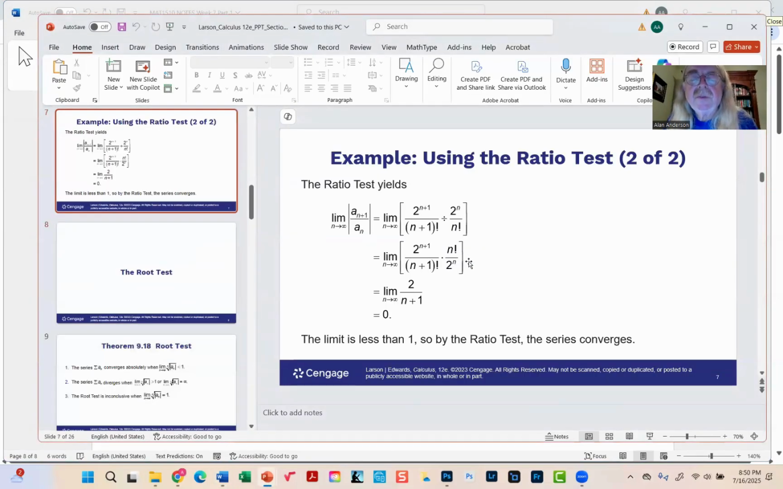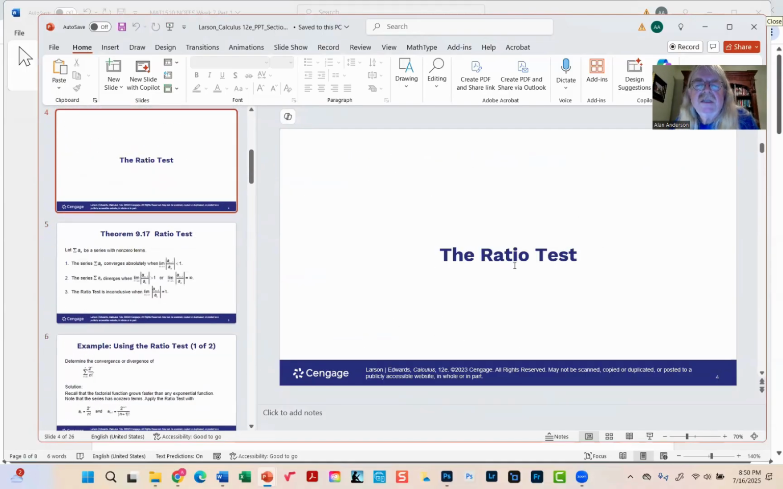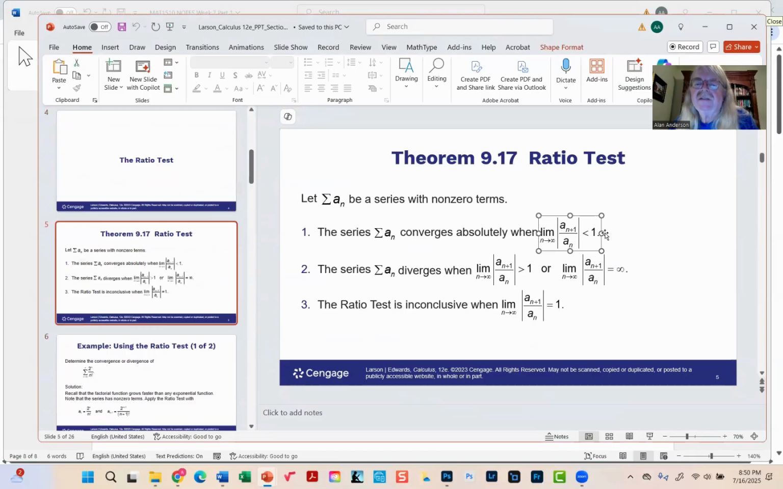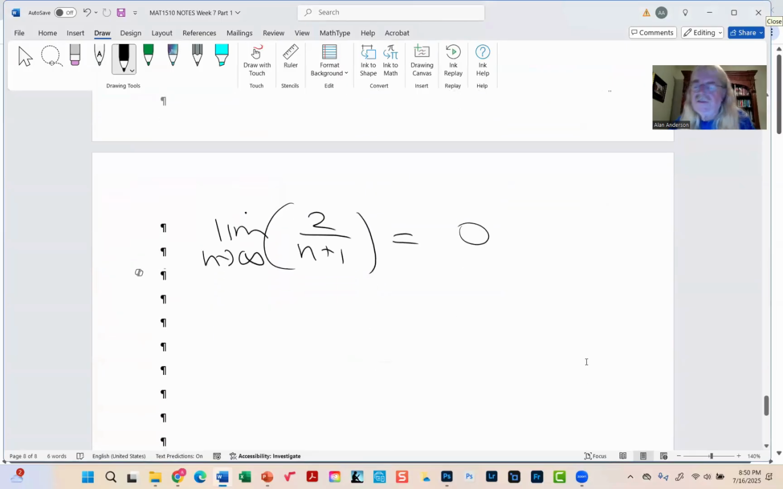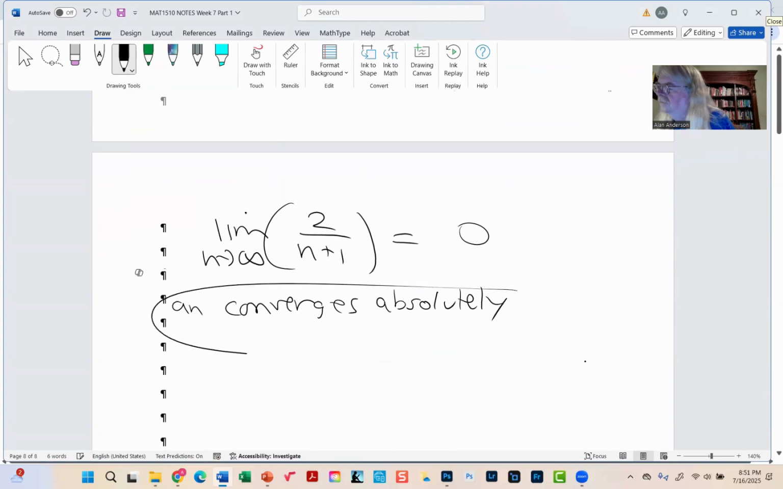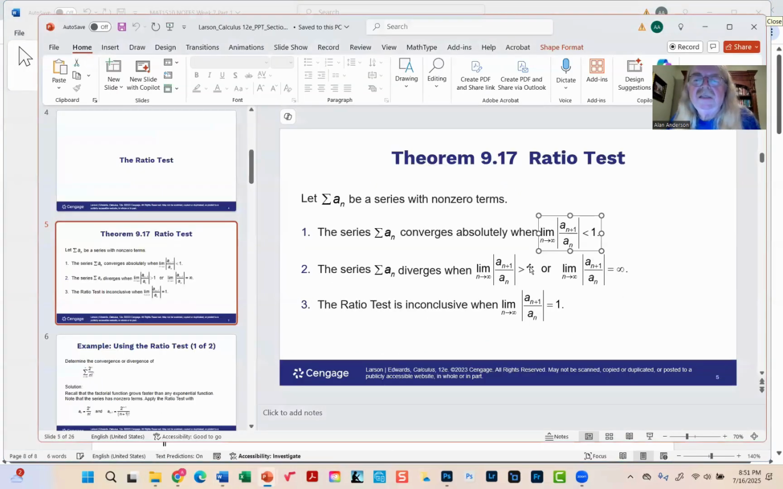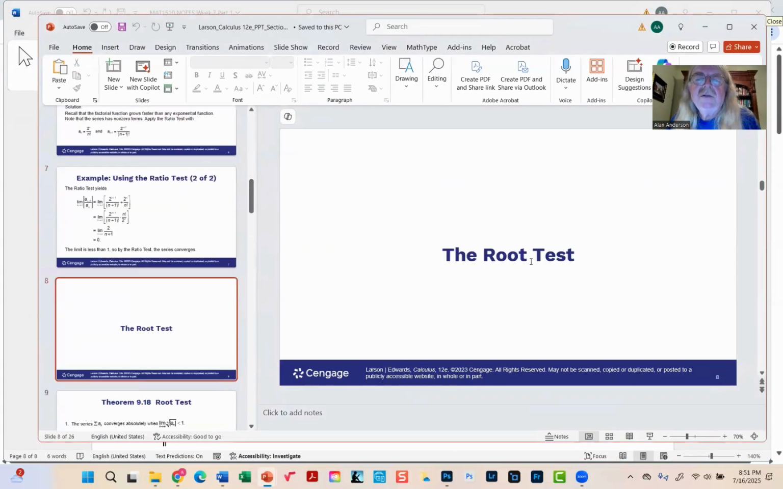And remember, we had still three conditions: less than 1, greater than 1, et cetera. Let's look. Yeah, that would be the first case, strictly less than 1. So we're good. That means this converges. Converges absolutely, as a matter of fact. Beautiful. All right. What else?